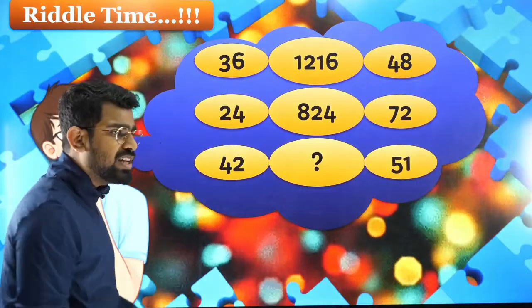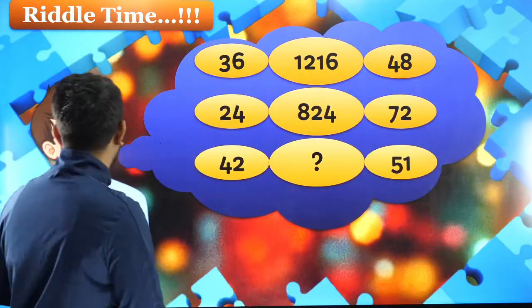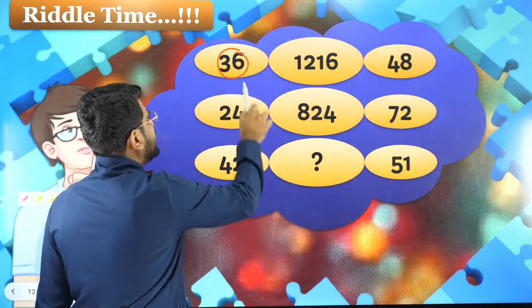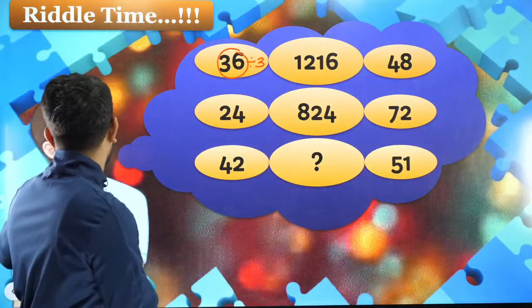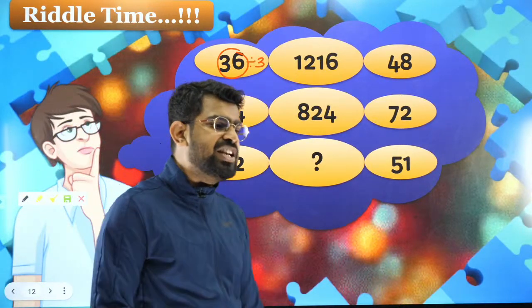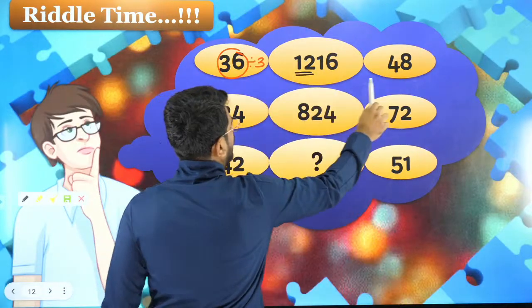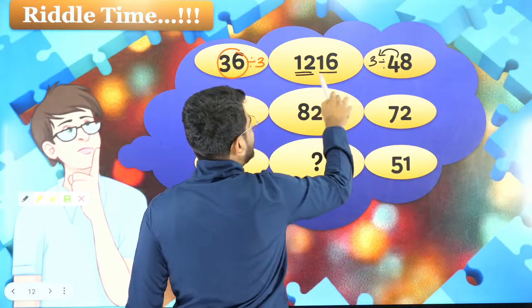Now people, let's try to solve this question. Are you all ready? Let's try to finish it off. So, first 2 digits, 36 divided by 3. How much is that? Very good, Zishan. Zishan, you are also right. So, 36 divided by 3 is 12. 48 divided by 3 is 16.